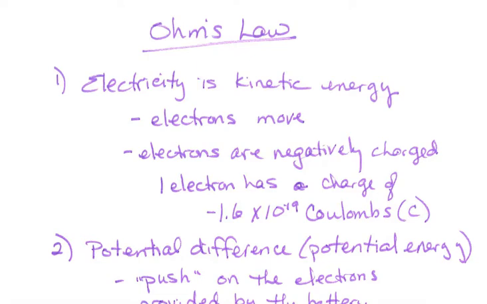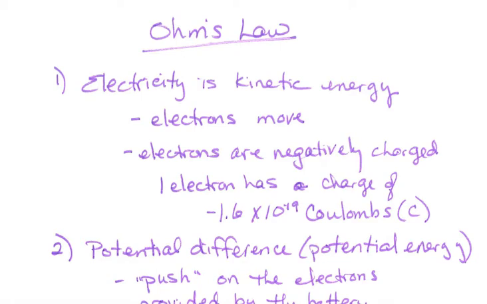The electrons are negatively charged, and each electron has a measured charge of negative 1.6 times 10 to the negative 19 coulombs, capital C. We will not really be working with the number of coulombs, but it is interesting to see that the electricity, that charge, can be measured.